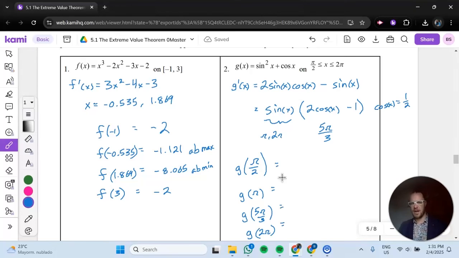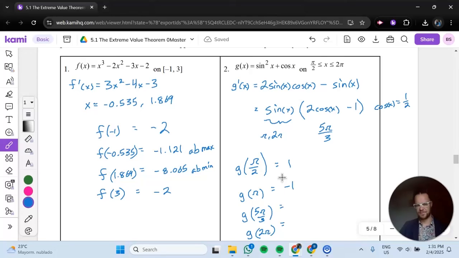Okay, so if we look at that, and I plug those in, and I plug this into the original, sine of pi over 2 is 1, 1 squared is 1, and cosine is 0, so it's just 1. If I plug in pi, sine of pi is 0, but cosine of pi is negative 1. And 5 pi over 3, this one's a little bit more complicated.